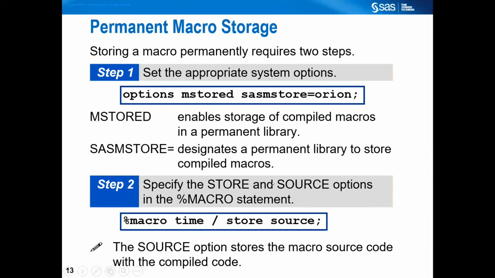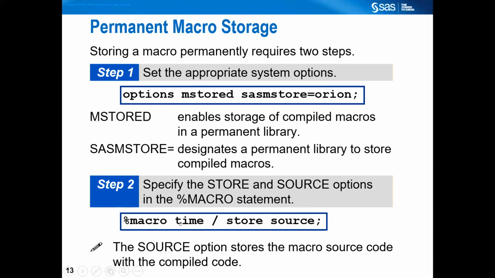Now, how can you store this permanently? If you want to store your macros permanently, the first step is to set the appropriate system option. Write your option statement: options mstored sasmstore equal to your library reference. So what is mstored? It enables storage of compiled macros in a permanent library. sasmstore designates a permanent library to store compiled macros.